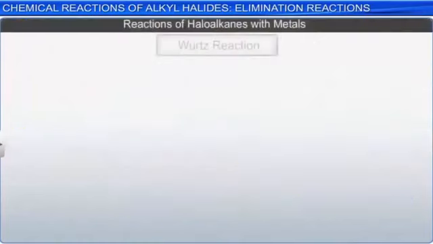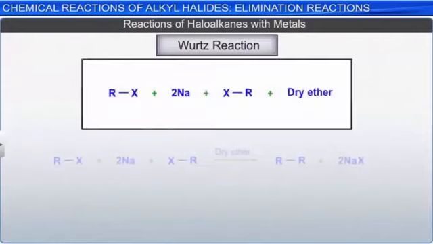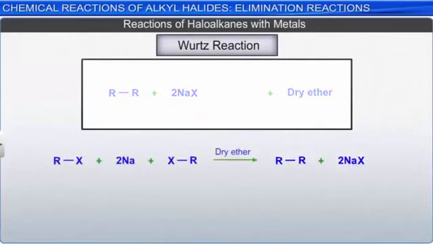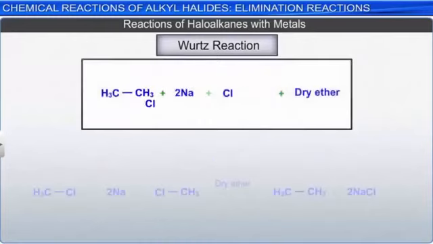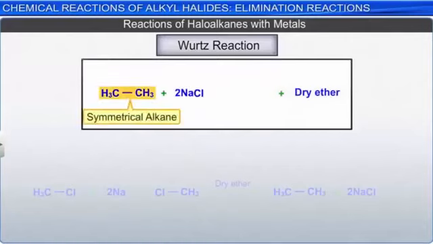One of the oldest organic synthesis reactions is called the Wurtz reaction. Alkyl halides react with sodium in dry ether to make a new carbon-carbon bond, as shown in the general equation. The Wurtz reaction works best to make symmetric alkanes.